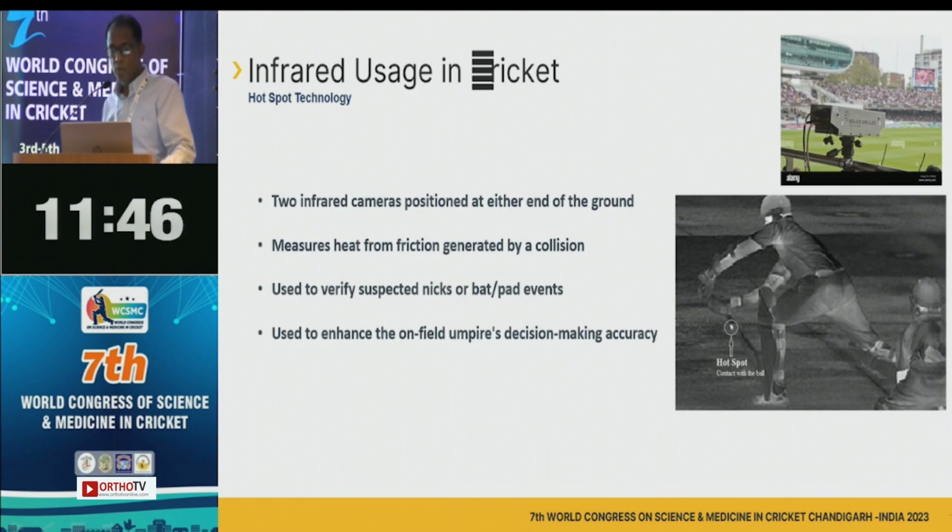Infrared use in cricket is not a strange thing. As you know, there are applications to enhance the umpire's decision-making accuracy. This is how it is done: two cameras are placed at either corner of the ground, and the heat produced by friction, by the collision of the ball with the pads or body parts, can be detected, and it enhances the umpire's decision.